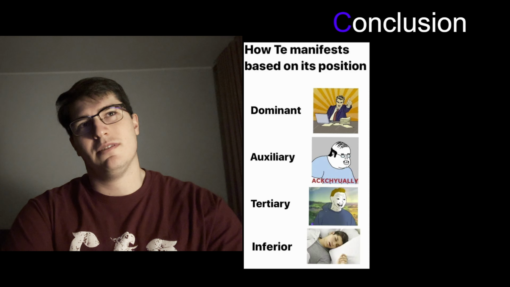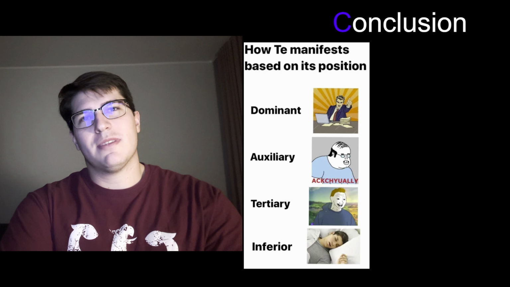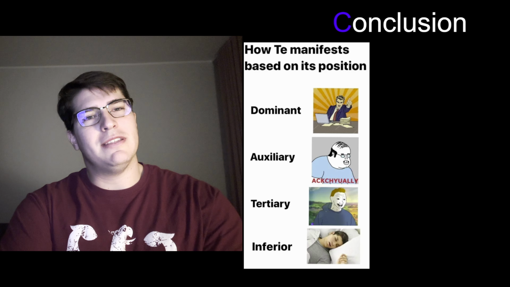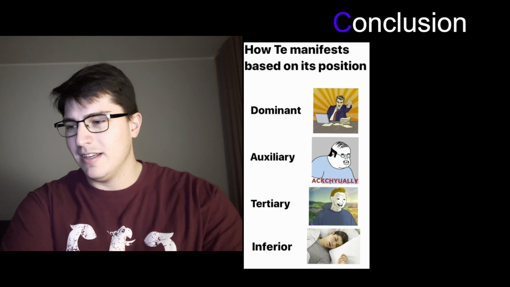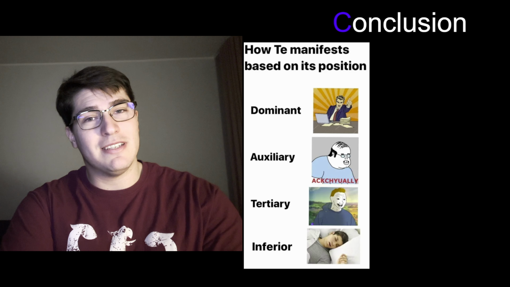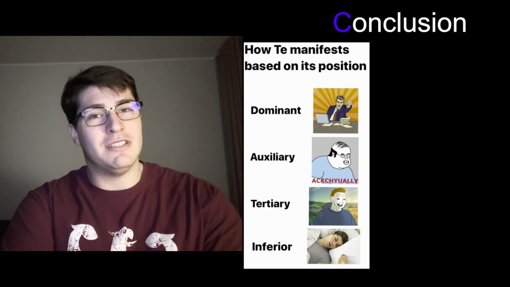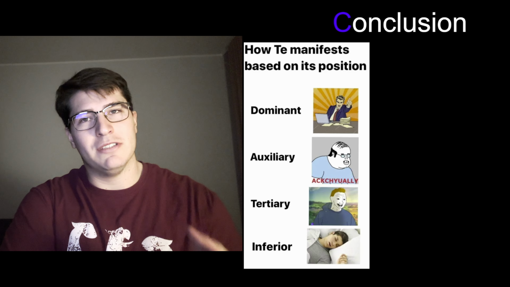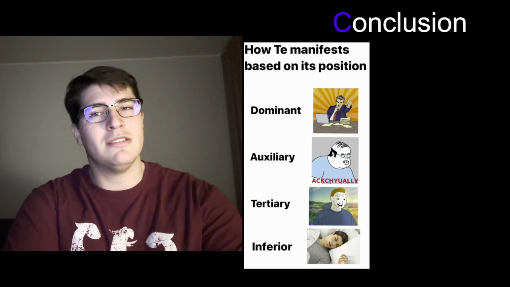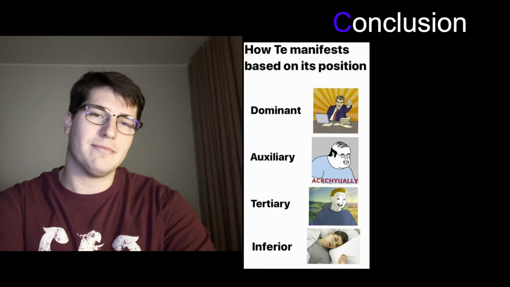Conclusion. How T manifests based on their position. So this is a bit more advanced. This is for people to know, and we can definitely discuss in another video, like the order of the functions, right? You have the first, the second, third, and fourth.